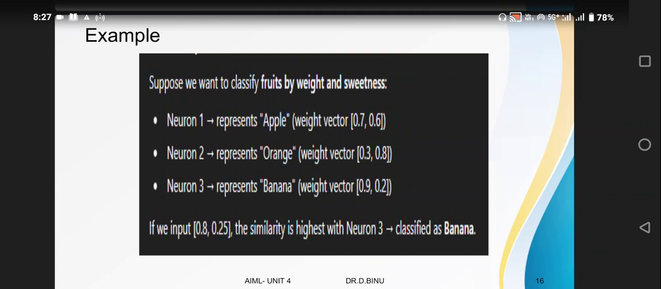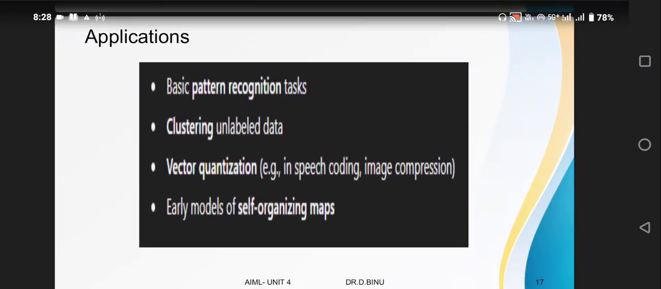That is, the input is 0.8, 0.25. So neuron 3 is very close or similar to the input, with weights 0.9, 0.2. So the classification output is chosen as banana, the fruit classified by weight and sweetness. Applications are basic pattern recognition tasks, clustering unlabeled data, vector quantization, and early models of self-organizing maps.